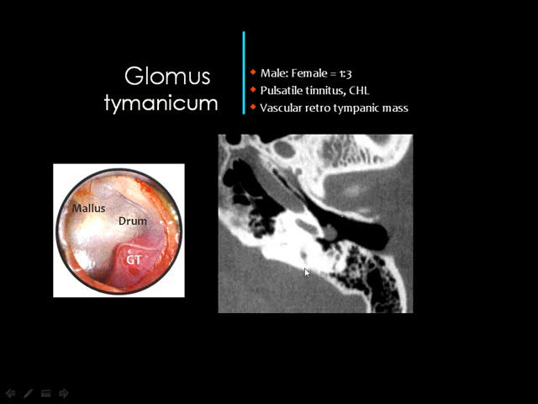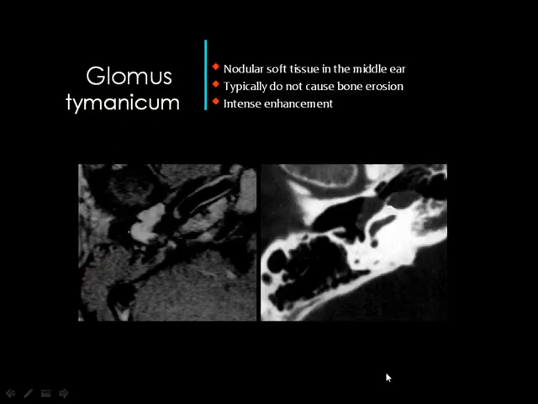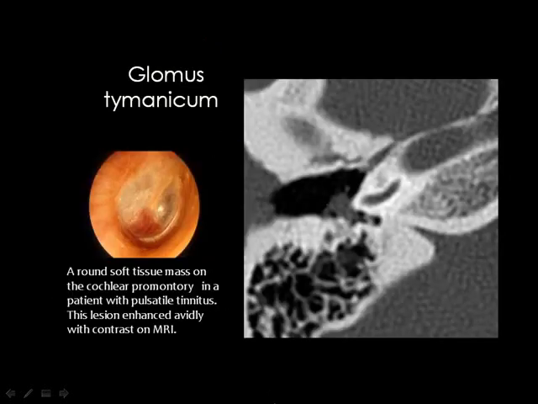The difference is whenever you inject contrast material, the glomus is a very vascular lesion. It will enhance with contrast material, becoming more bright. Then if you look at this example, you can see a lesion in the middle ear cavity on this post-contrast MRI, and you can see that the lesion is strongly enhancing with contrast material, the diagnosis of glomus tympanicum.